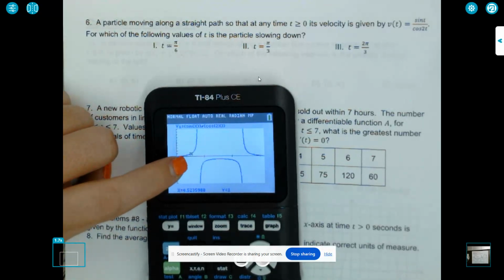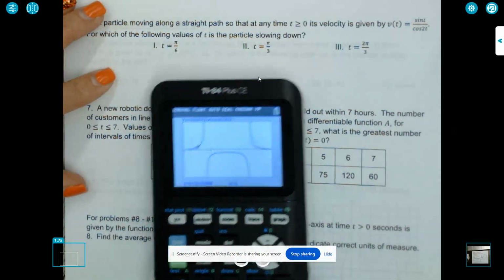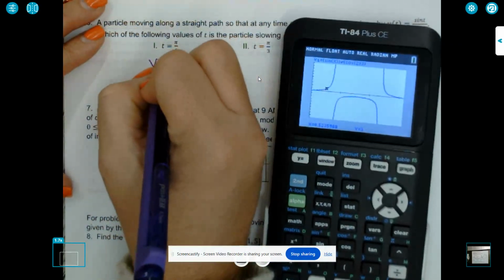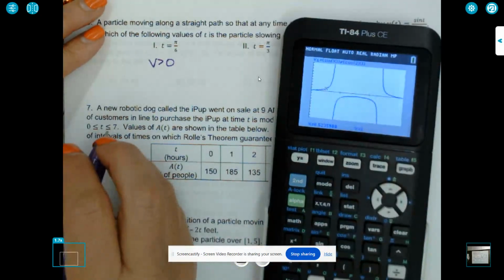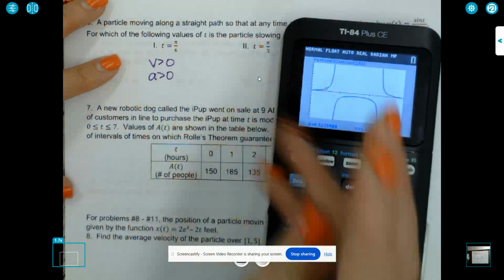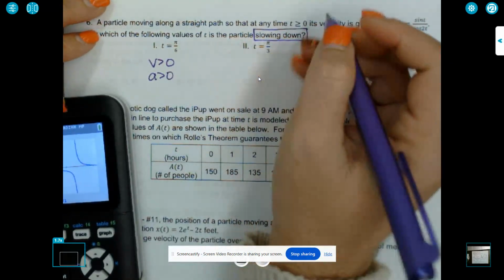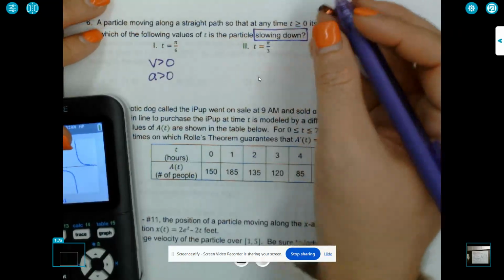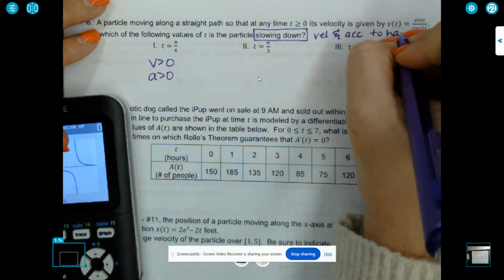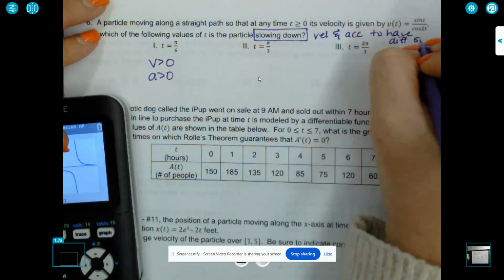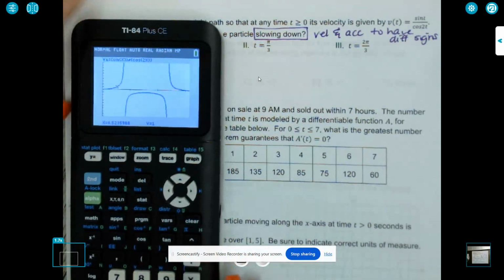So we can tell that we are positive on the graph, and the graph is our velocity. So we know that our velocity is greater than 0. And if you look, we are increasing there. Therefore our acceleration is also greater than 0. But if we are slowing down, remember, we want our velocity and acceleration to have different signs. All right, so let's look at t equals pi over 3.